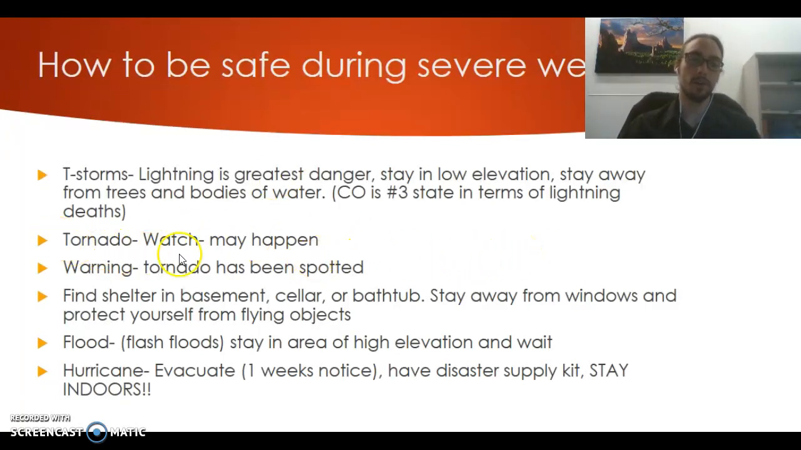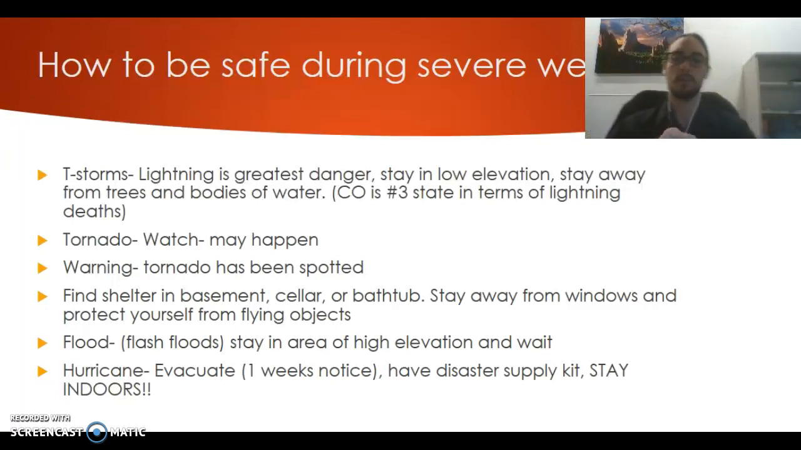So with tornadoes, we have tornado watches, and that just means that conditions are ripe for a tornado and it may happen. And then we have tornado warnings, which means a tornado has been spotted. So you got to get to cover if you have a tornado warning. And cover is going to be shelter in your basement, in your cellar, or a bathtub is a good place. So you're going to want to stay away from windows and protect yourself from flying objects, because that wind is going to create just a mixing of flying objects, and that's how people die, they get struck by flying objects in tornadoes.